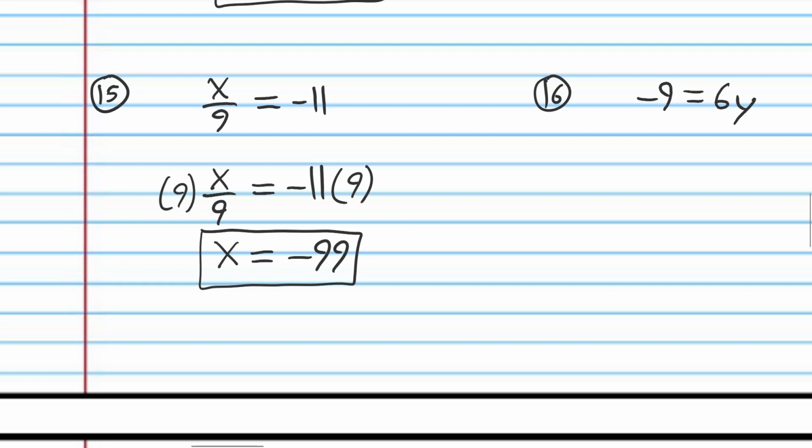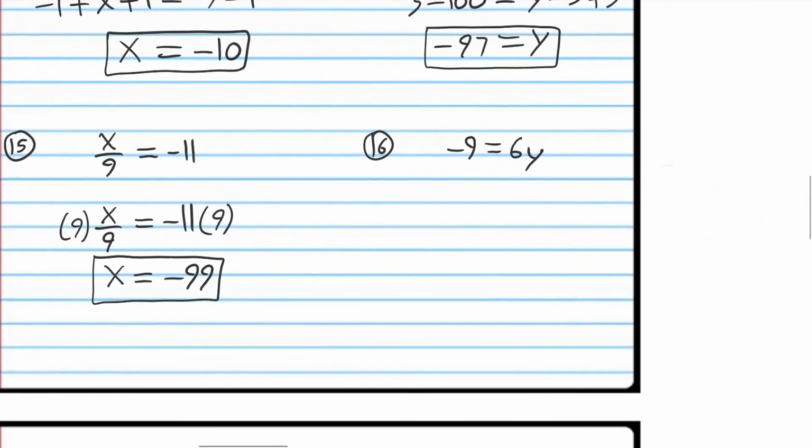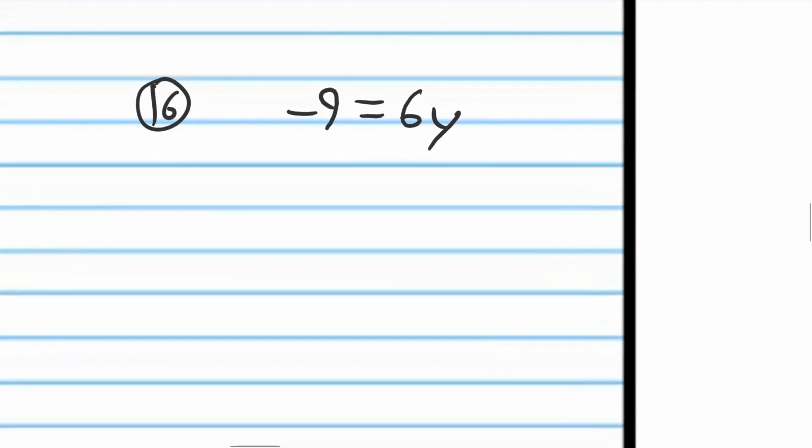So if you got negative 99, well, we did that one together. All right, so let's try one more of these before you do some on your own. So the first step is rewrite. Second step is to isolate the variable. Y is not by itself on one side of the equation because the 6 is next to it, so we have to get rid of the 6.